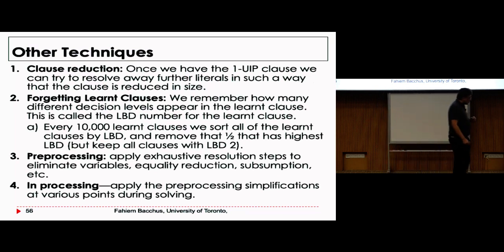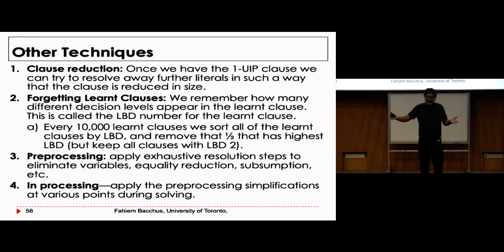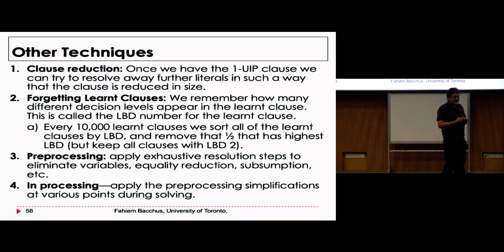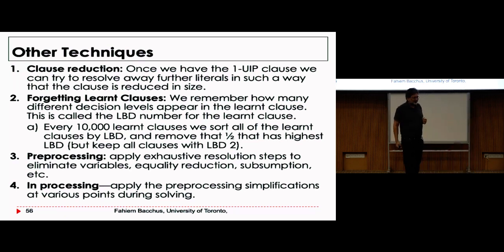And then to finish up, there's a bunch of other techniques that are used. You get this clause, this one UIP clause. Sometimes you can search for other sequences of resolution steps that reduce this clause in size. It's called clause reduction, and that's a powerful technique. When you learn more and more clauses, the solver starts to slow down. Every time you learn a clause, you have to have 2 literals that watch it. So the watch lists grow. Every time you value a literal, you have to explore a bigger watch list. And over time, the solver becomes very slow. So it becomes very important to forget a bunch of clauses.